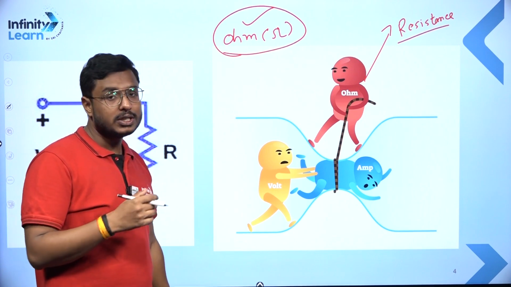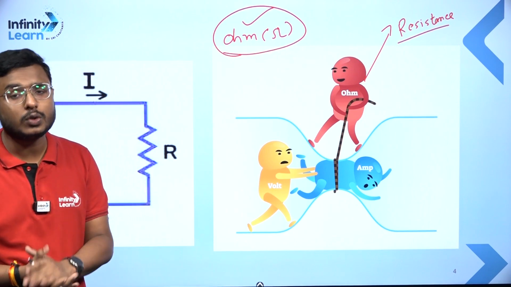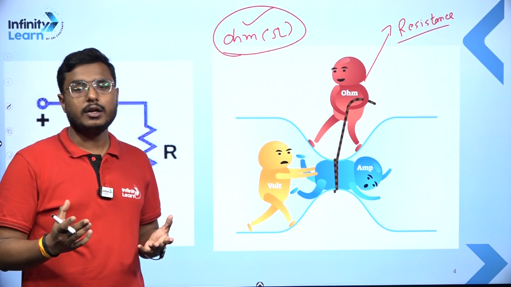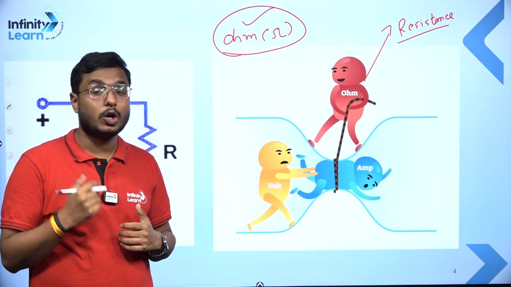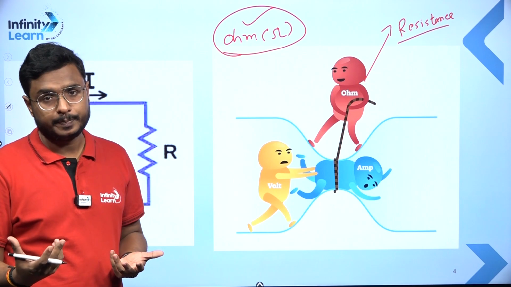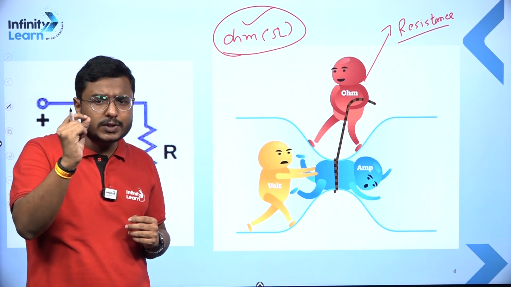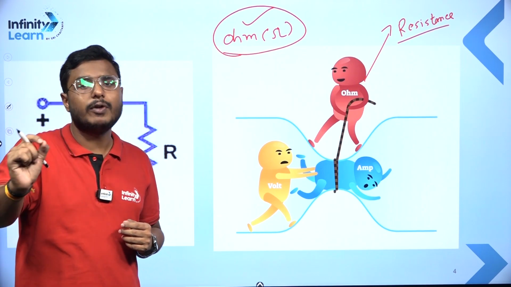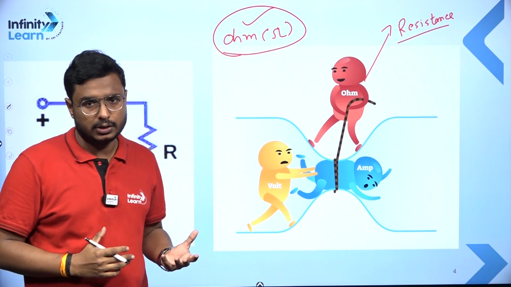On the basis of resistance, we can define conductor and insulator also. If in a wire, resistance is so high that it is not allowing the current to flow, that is something which is known as an insulator. A conductor is where the resistance value is very low and the current is flowing very easily, that is a good conductor.